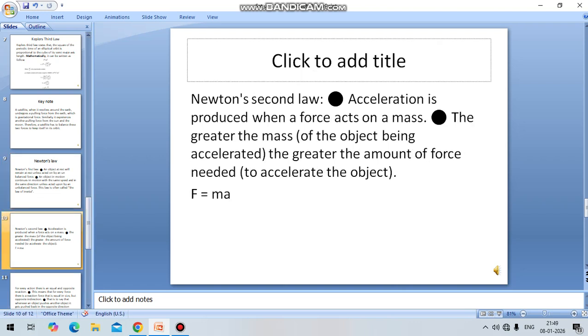Next is Newton's second law. It states that acceleration is produced when a force acts on a mass. So we can say that the greater the mass of the object, the higher the amount of force needed for acceleration. The force is directly proportional to acceleration, and to remove the proportionality constant, the mass is included. So F is equal to m times a. If the mass of the object is very high, then the amount of force needed for its movement should be very high.